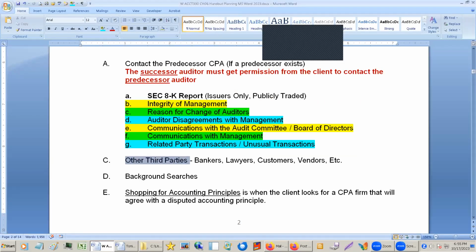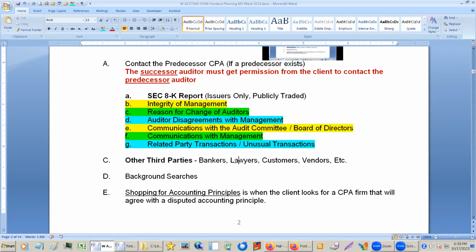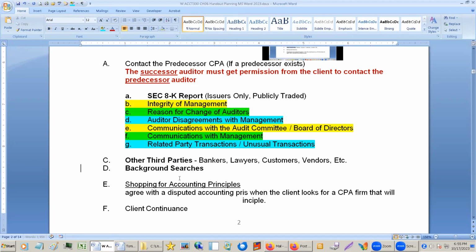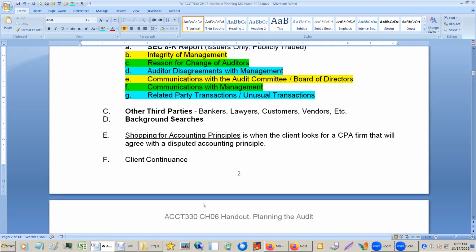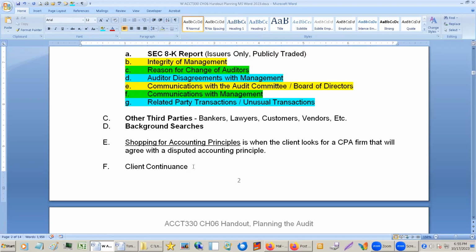Third parties, bankers, lawyers, you'll talk to those, and you'll get access to their lawyers and all that stuff that you can talk to them about. Background searches, those are common nowadays, and you can actually get quite a bit of information. E is an important one, and the client continuance.